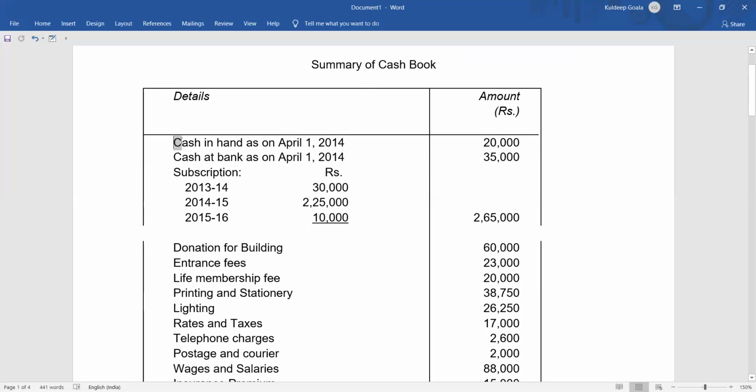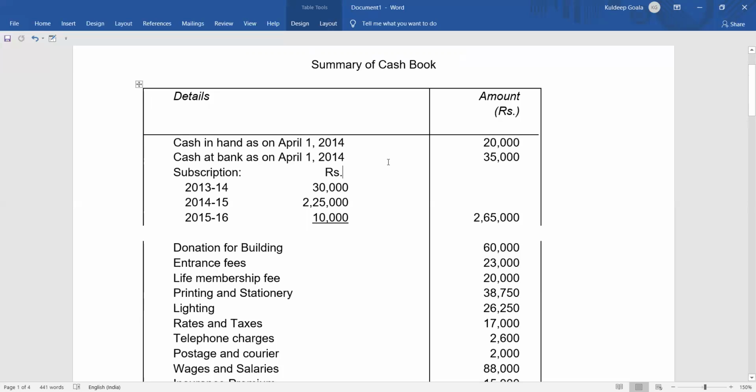It starts with cash in hand as on 1st of April 2014 and cash at bank as on 1st of April 2014. That is 20,000 and 35,000. Okay, so 20,000 and 35,000. This is the opening balance. So remember that the opening balance will come in the receipt side.